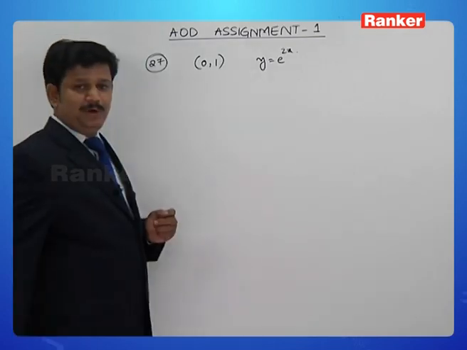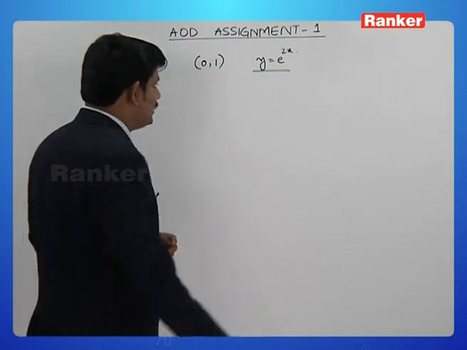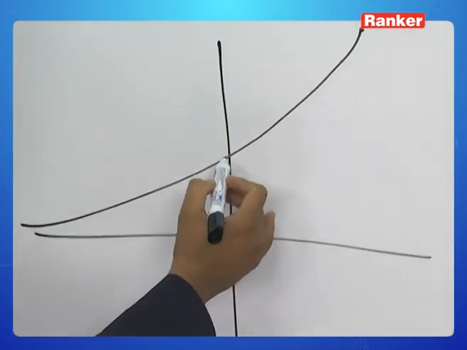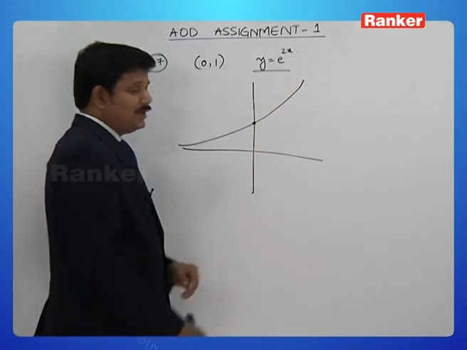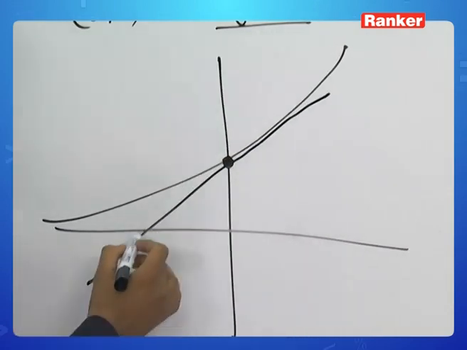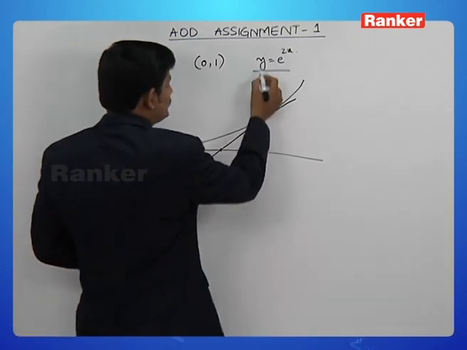The tangent at the point (0, 1) on the curve y = e^(2x). We are asked to see where this tangent cuts the x-axis. The curve is an exponential graph. We are asked to find the coordinates of the point where this tangent cuts the x-axis. Let us find the tangent equation.